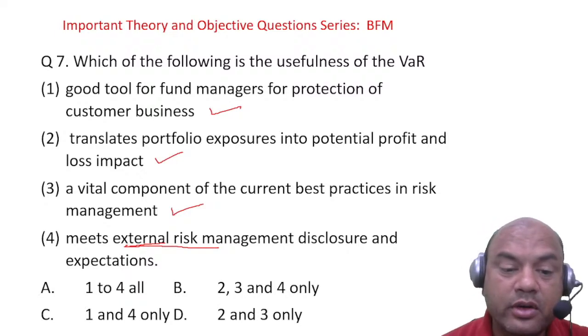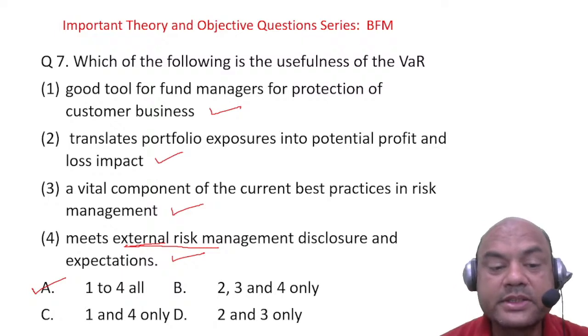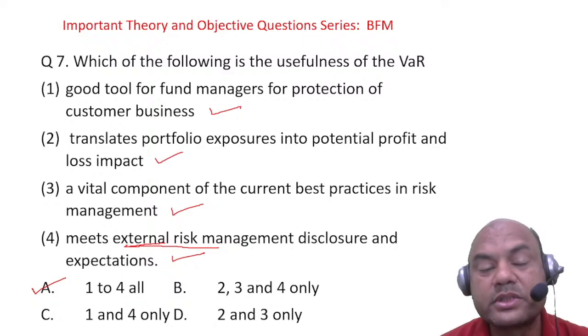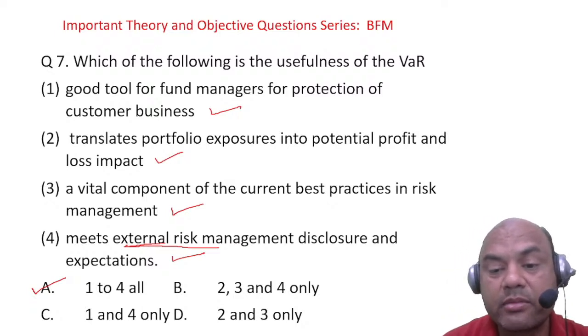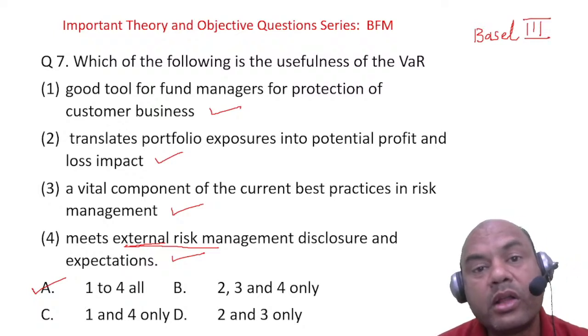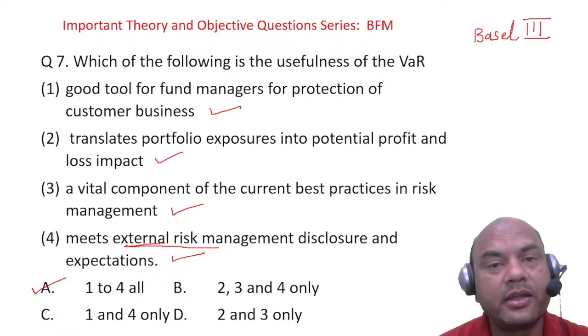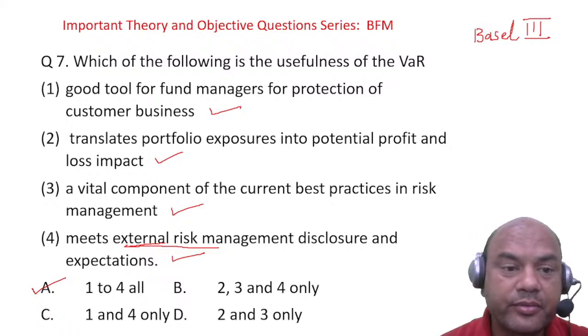So the answer is all 1 to 4. Correct? 1 to 4. Remember, this external risk management disclosure is an important part in Basel 3 now. Basel 3, remember. Basel 3, I'll write it. Basel 3 is an important term, and all the banks are now following Basel 3. Those who don't know, we are all at Basel 3 now.